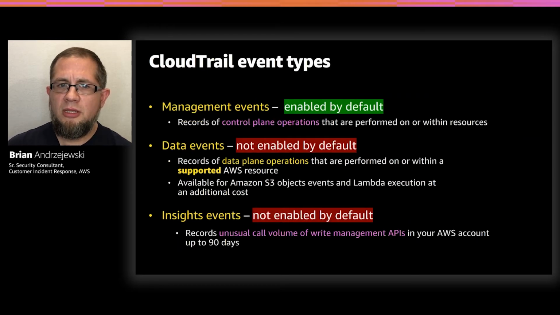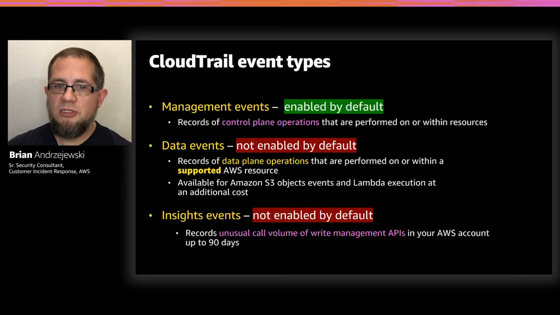Once you understand the service event types, there are also very distinct categories of event types. There are management events, which are enabled by default. Those record all the control plane operations that are performed on or with a resource. There are also data events, which are not enabled by default. These can record with certain supported AWS services like Amazon S3 and Lambda, which will record their execution. In particular for S3, it records the object events, which are typically not recorded in CloudTrail when you're looking at a control plane.